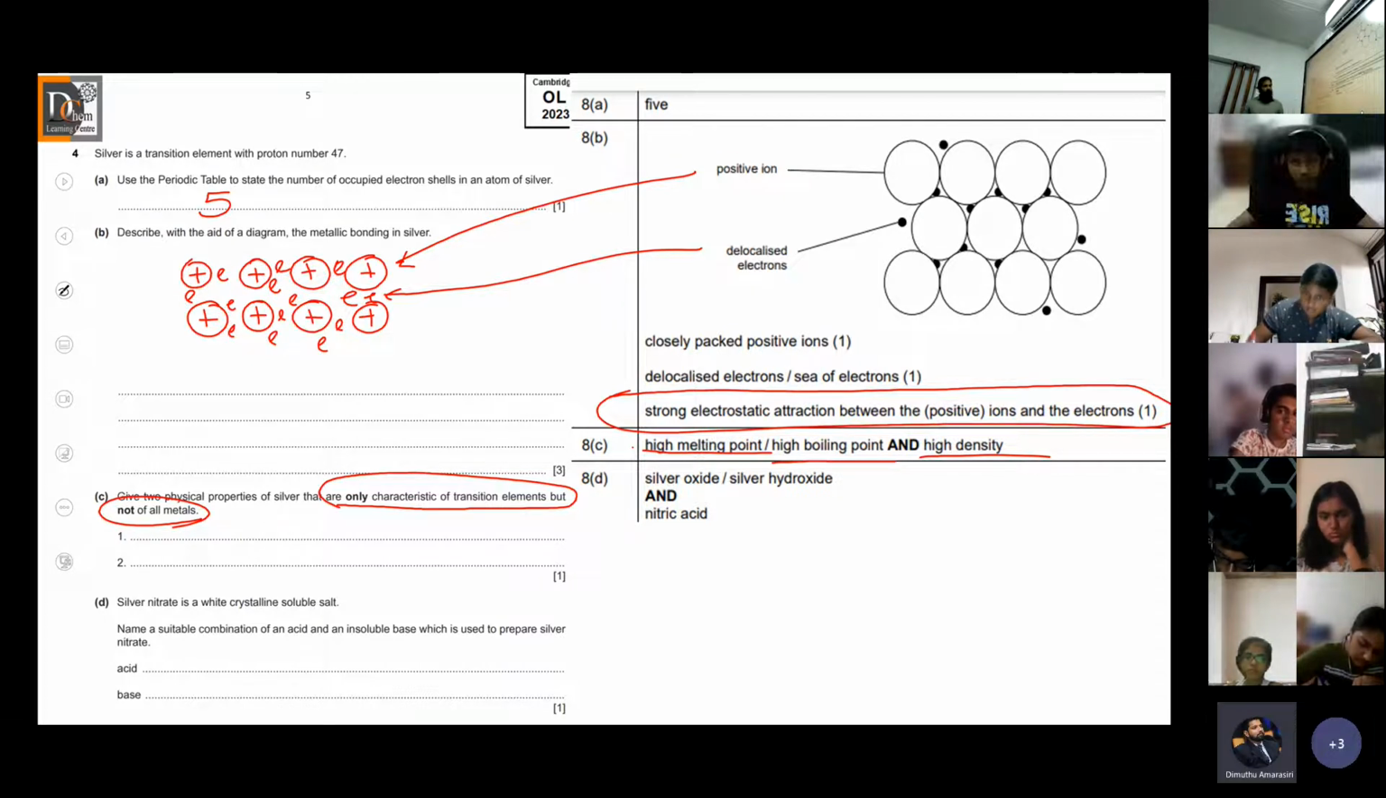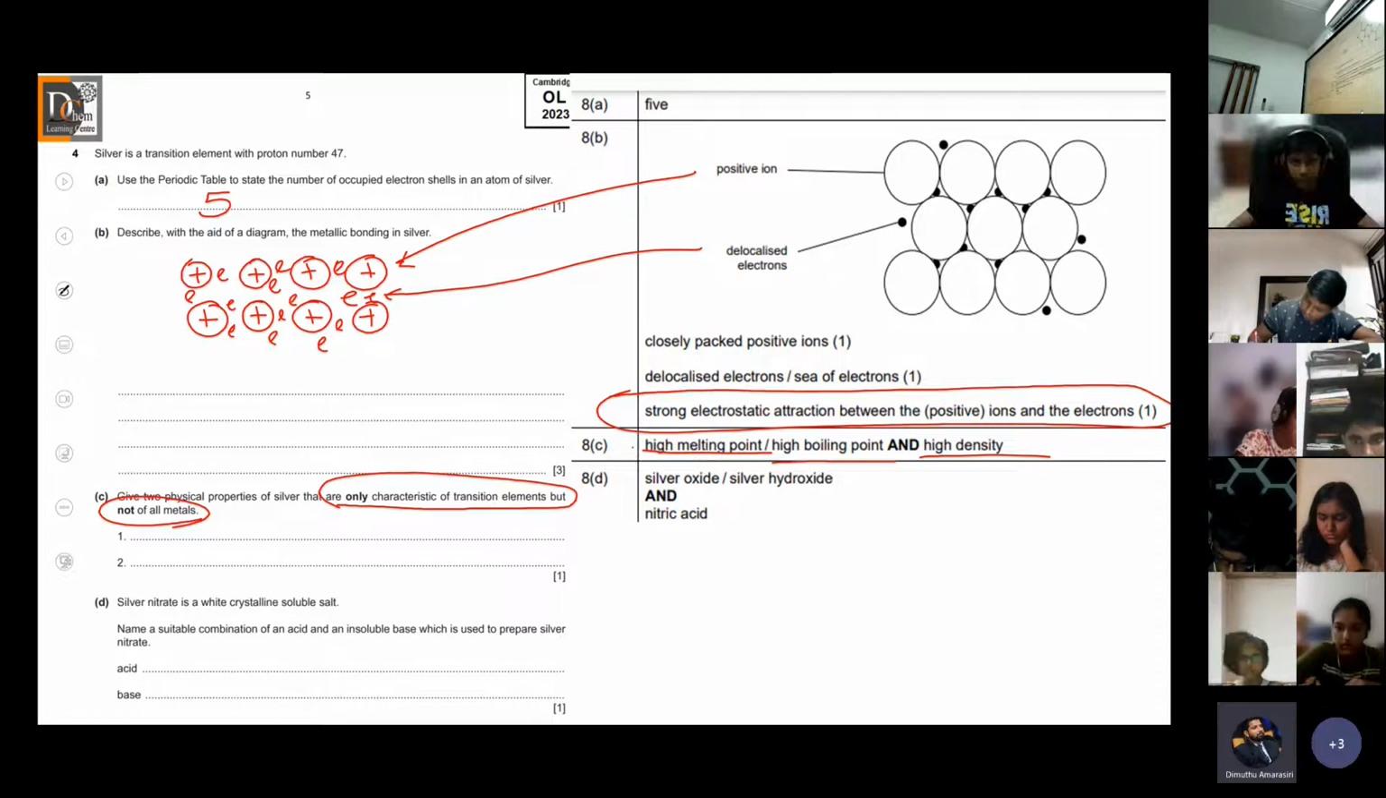Yeah, the physical properties. Catalyst, oxidation state, because transition elements have some specific properties. They act as catalysts, form colored compounds. They are chemical properties.